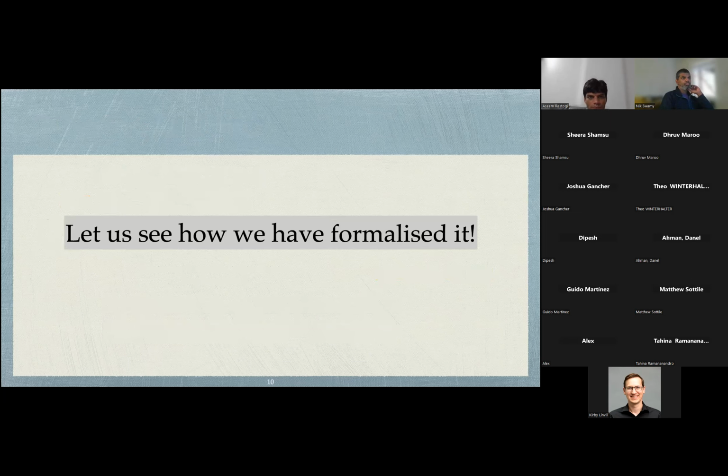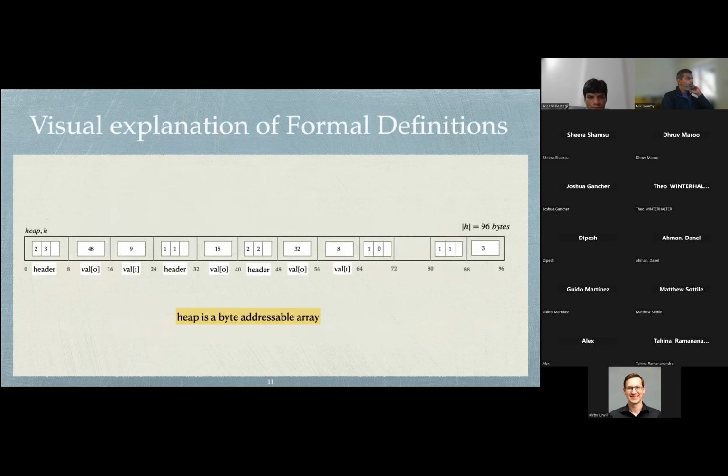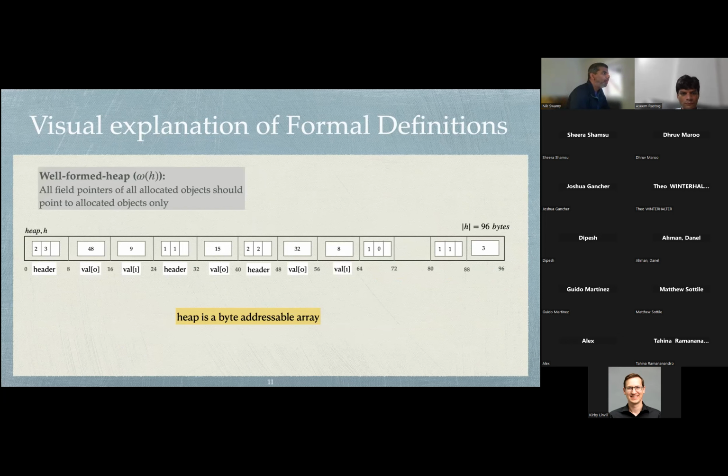With that background, let us see how we have formalized our problem. This is a heap example I have taken. As I described in the object layout, such OCaml-type objects are laid out in the heap. This heap is a byte addressable array, and we need to define a well-formedness property, which is needed for the GC to operate correctly. The well-formedness property says that all field pointers of all allocated objects should point to allocated objects only. This is a mandatory condition. Without this, the GC will not operate correctly.